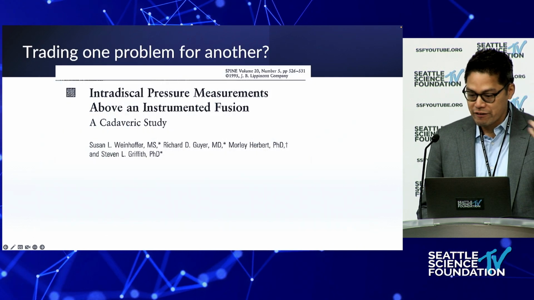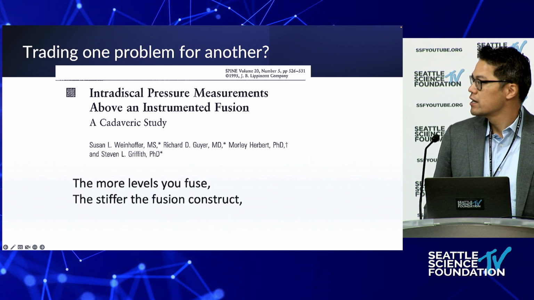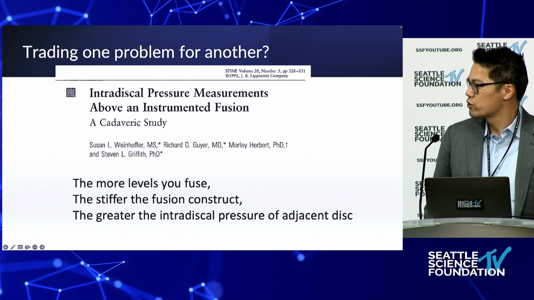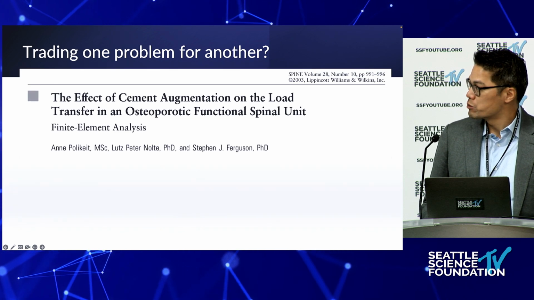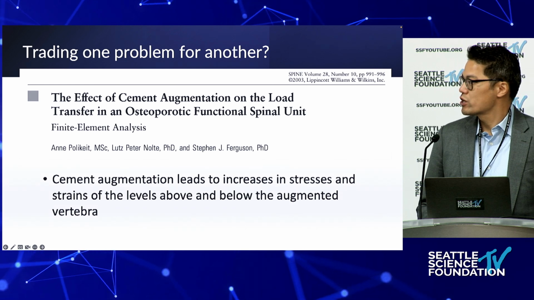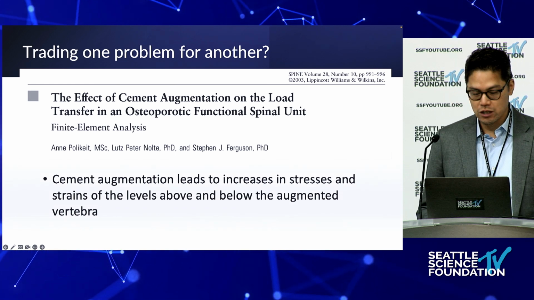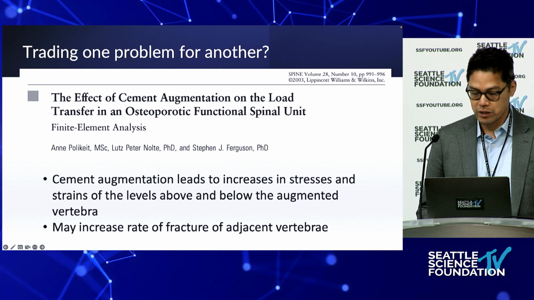Now, we know from cadaveric studies of intradiscal pressure that the more levels you fuse, the stiffer the fusion construct and the greater the intradiscal pressure of the adjacent disc. From the vertebroplasty literature, we know that cement augmentation leads to increases in stresses and strains of the levels above and below the augmented vertebra and may increase the rate of fracture of adjacent vertebrae.